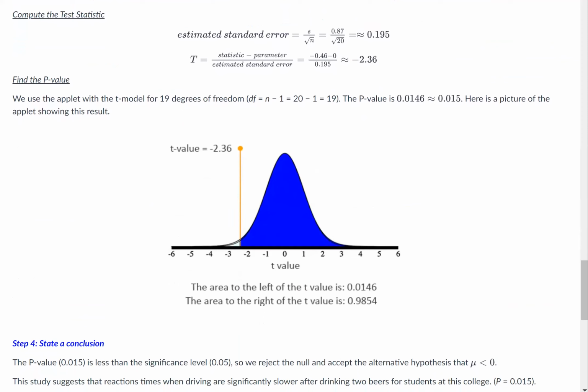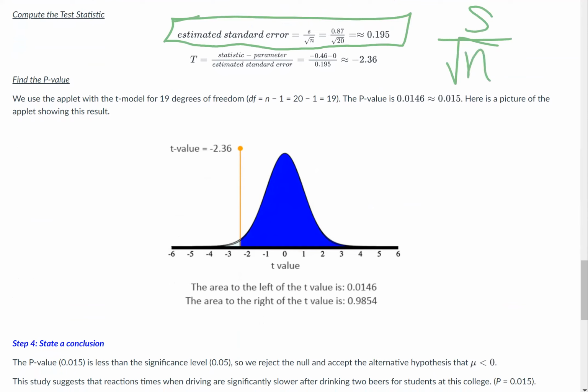Okay. Within calculating the test statistic, we have to calculate the standard error. So we might as well do that first. The sample standard deviation over the square root of the number of people we sampled. The standard deviation we saw earlier was 0.87. Over the square root of the sample size, which is 20. There were 20 college students. If you take 0.87 and divide it by the square root of 20, you get about 0.195.